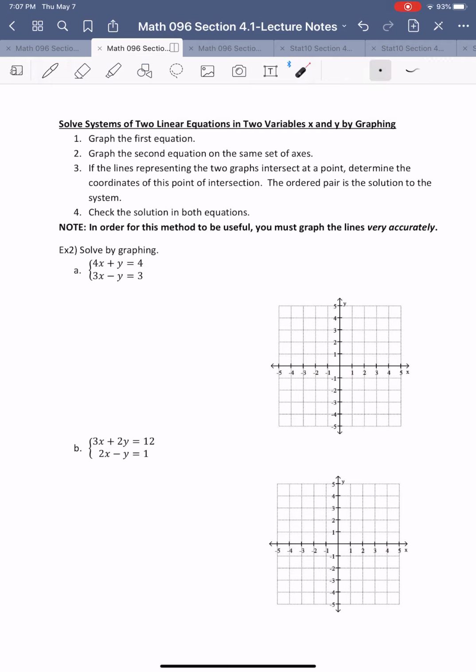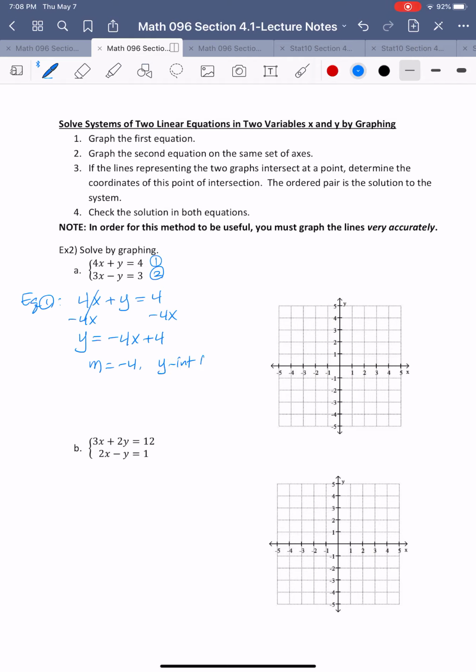So let's graph. Hopefully that reminds you of the graphing that we did a long time ago. I'm going to graph equation 1 first, which is 4x plus y equals 4. And then I'm going to solve for y. So I want to subtract 4x from both sides. Then I have y equals -4x plus 4, which means the slope is -4 and the y-intercept is b equals 4, which is (0, 4).